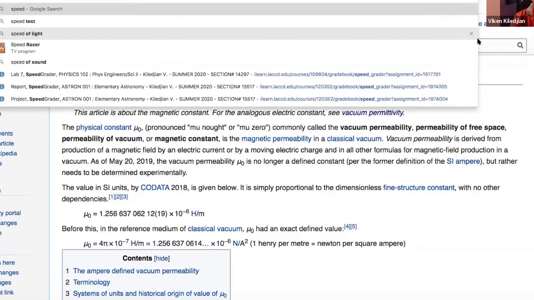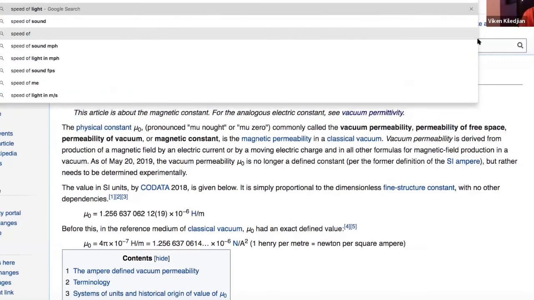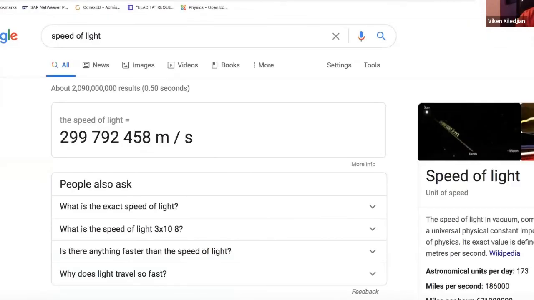I don't even think we should call it speed of light anymore. We should call it speed of electromagnetic waves, right? Because light is only one little sliver of the electromagnetic spectrum. All electromagnetic waves travel at this speed. Speed of light. Oh, how close are we? 299,792,458. Okay, not exactly the same, we got 299,795.